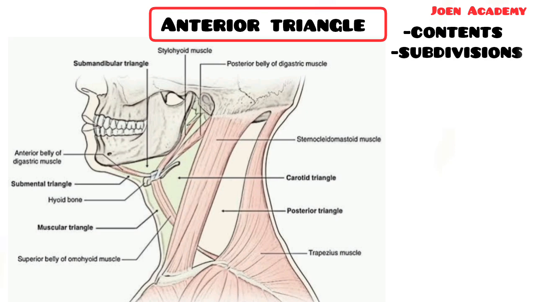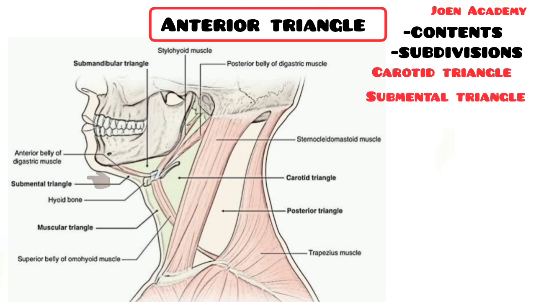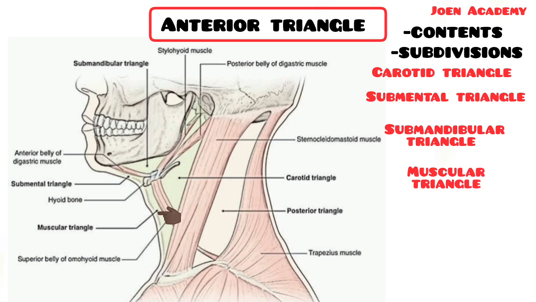The anterior triangle is subdivided by the hyoid bone, the suprahyoid, and the infrahyoid muscles into 4 triangles. The triangles are the carotid triangle, the submental triangle, the submandibular triangle, and the muscular triangle.